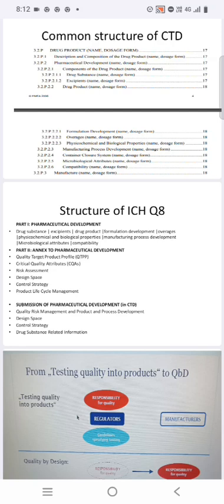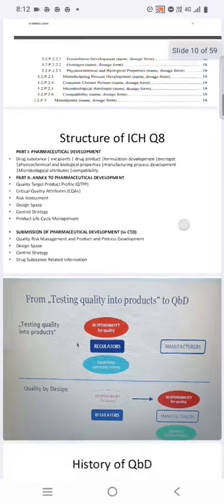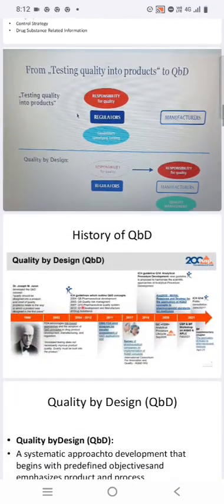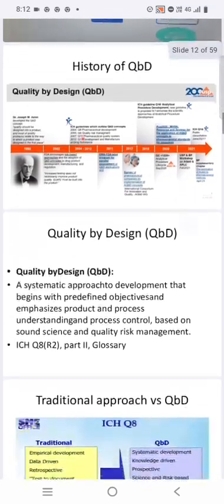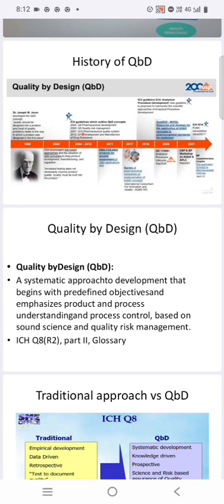management. Now, during the submission of the pharmaceutical development in CTD: the quality risk management and the product and process development. Next, design space, DS, and next, control strategy. Now, first, the history of QbD was defined by Dr. Joseph M. Juran.